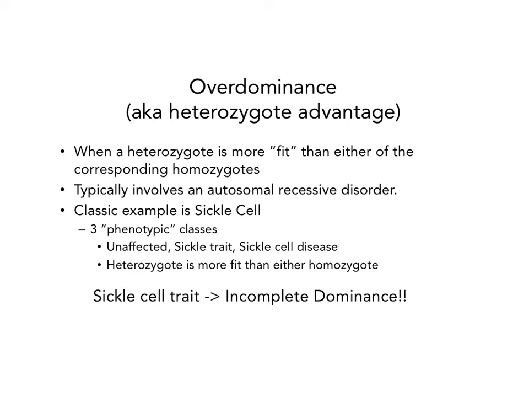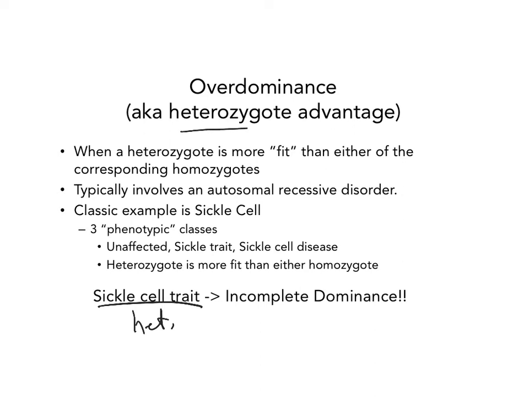Now, one of the things that is actually kind of cool in terms of an evolutionary sense. Remember, I mentioned previously that sickle cell trait or sickle cell disease is actually a situation of incomplete dominance, or that's where you observe incomplete dominance. So sickle cell trait is actually the heterozygote condition, the individuals that have sickle cell trait are heterozygotes.